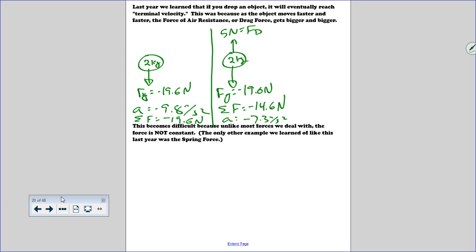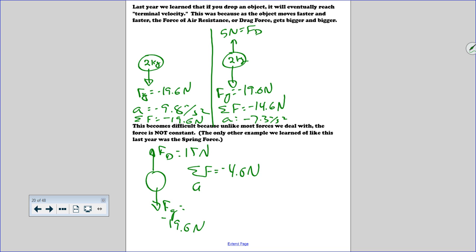I'm going to move into this space down here because I don't think I need it for anything else. A moment later, my force of gravity is still negative 19.6 newtons, but now my drag force is bigger. Maybe the drag force now is 15 newtons. And so now my net force is only negative 4.6 newtons, and the acceleration is negative 2.3. We could keep doing this indefinitely, but eventually what's going to happen?